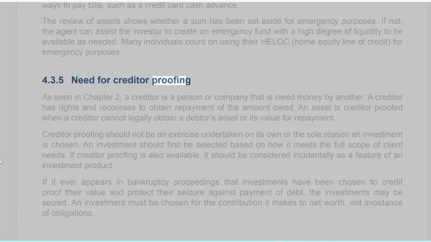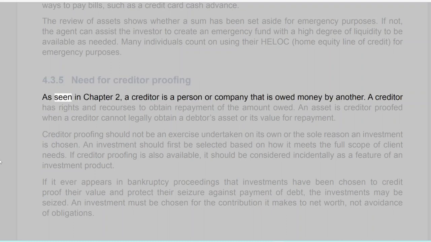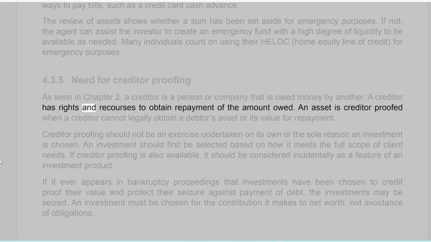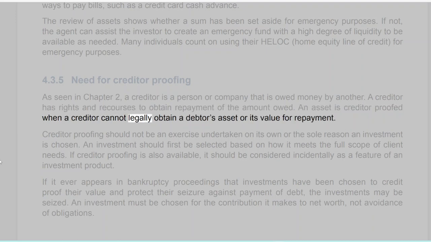4.3.5 Need for creditor proofing. As seen in Chapter 2, a creditor is a person or company that is owed money by another. A creditor has rights and recourses to obtain repayment of the amount owed. An asset is creditor-proofed when a creditor cannot legally obtain a debtor's asset or its value for repayment.